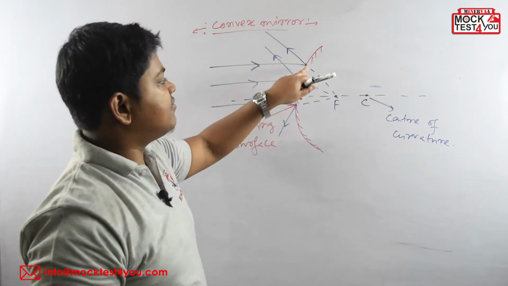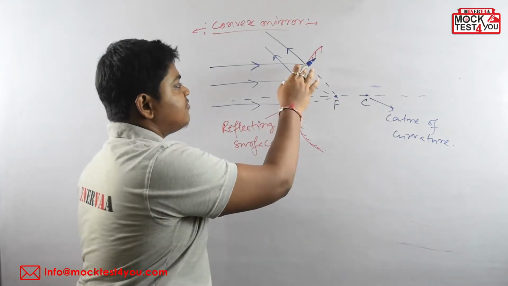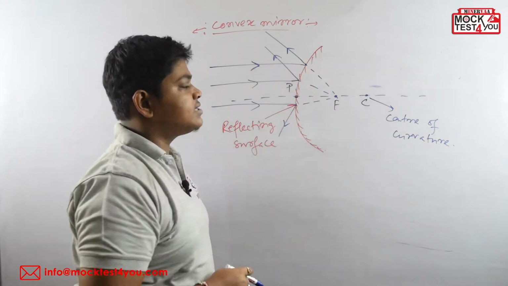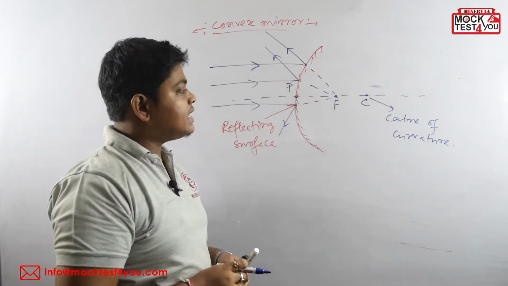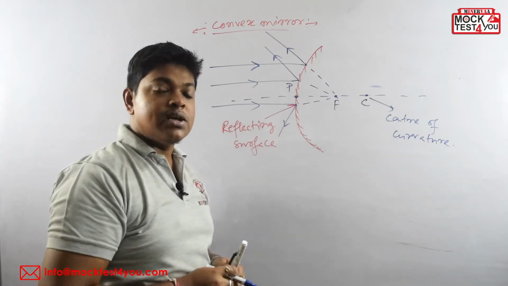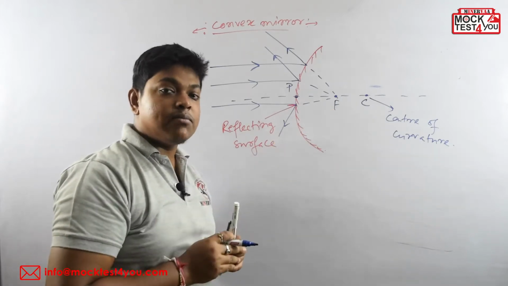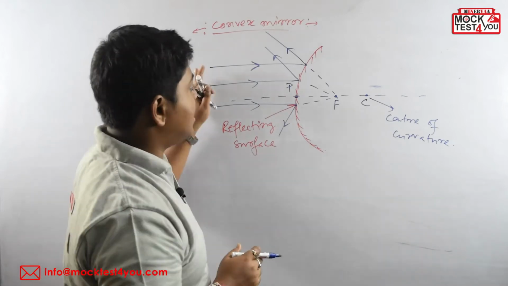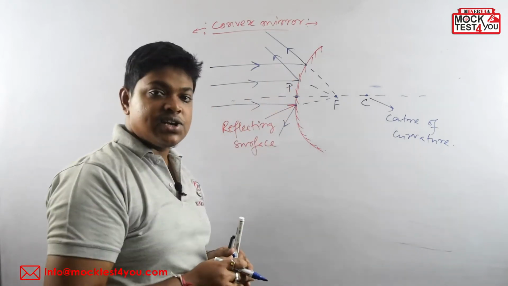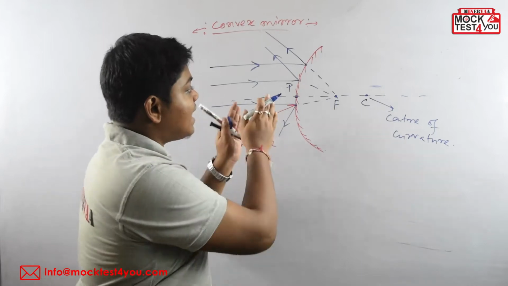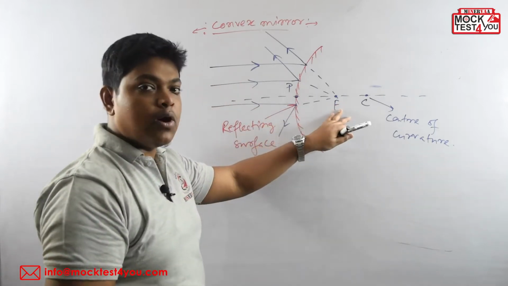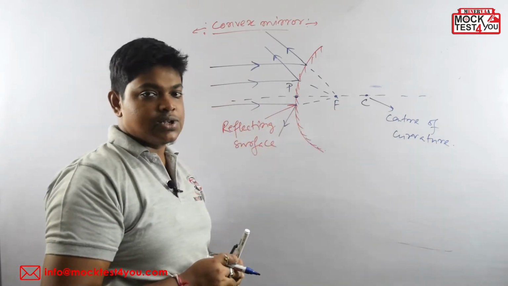That means they are not able to form a real image, but they appear to meet at a point. At the point of reflection, if we extend these lines backward, they will appear to meet at a point that is known as the focus. That's why we say the focus can be identified when a parallel beam of light is incident on the reflecting surface, and after reflection, if the rays appear to meet at a point, that point is known as the focus.